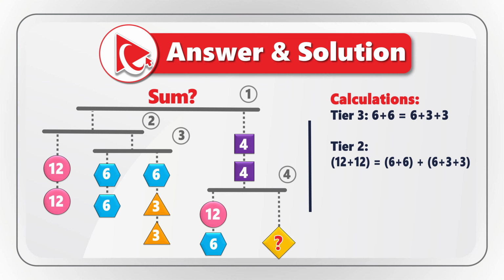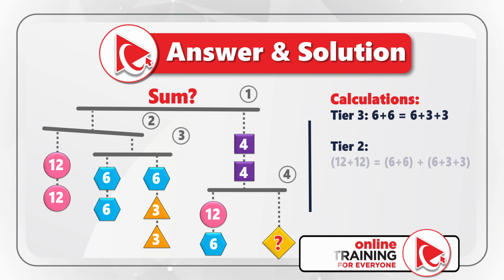2 circles would be equal 24. On the left of the tier 2 we have two circles with total value of 24 and the entire tier 3 which also equals 24. This is what keeps tier 2 in balance.